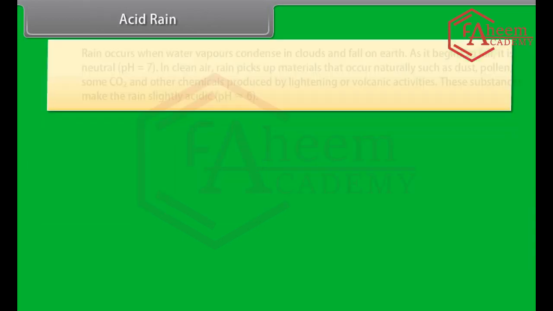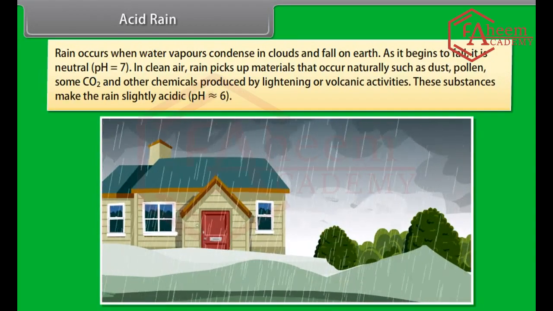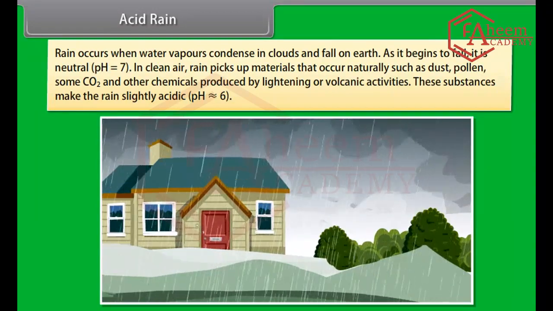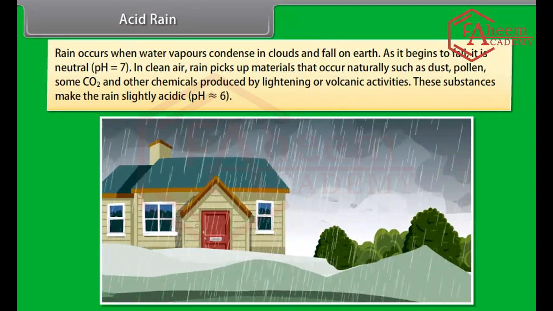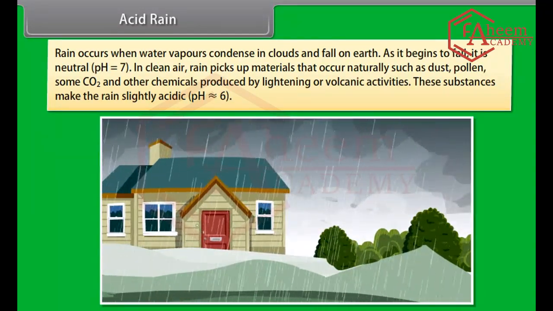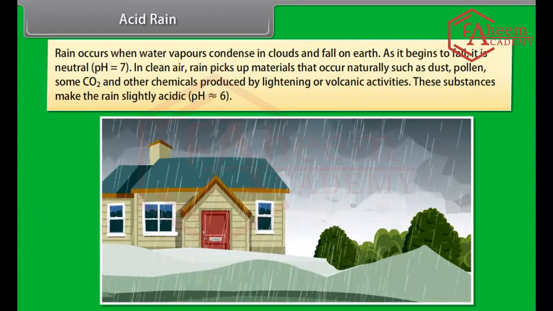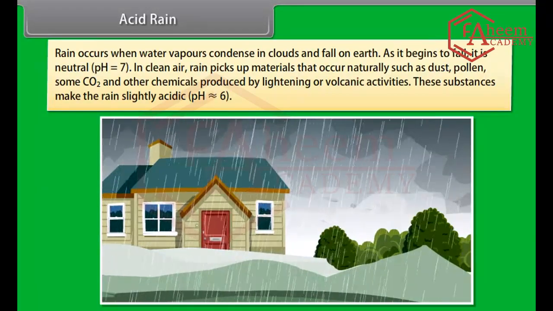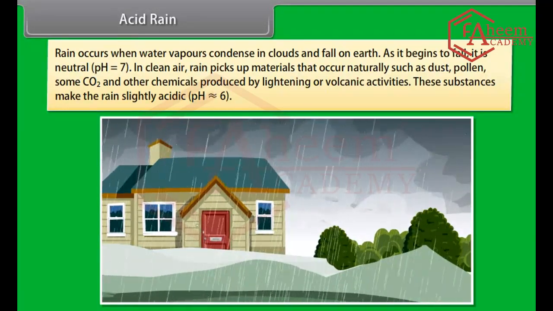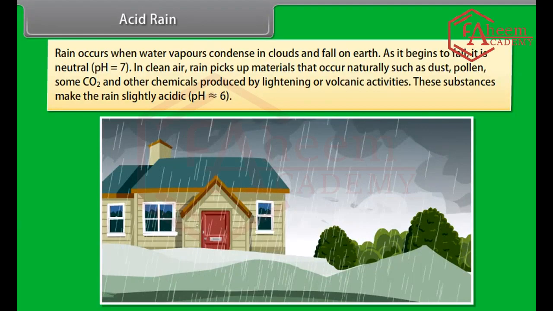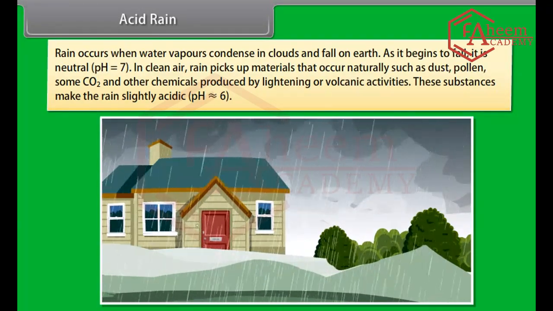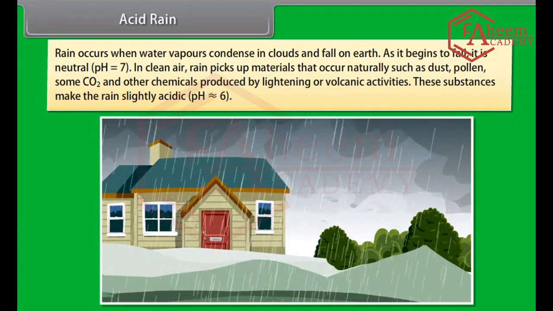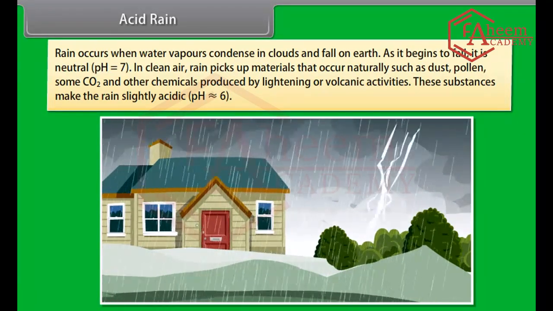Acid rain. Rain occurs when water vapors condense in clouds and fall on Earth. As it begins to fall, it is neutral, having a pH value equal to 7. In clean air, rain picks up materials that occur naturally, such as dust, pollen, some carbon dioxide, and other chemicals produced by lightning or volcanic activities. These substances make the rain slightly acidic, having a pH value of nearly 6.